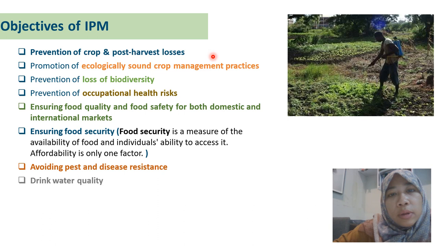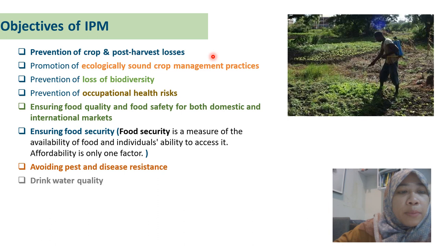And then we promote ecologically sound crop management practice. We not only care about the pest itself, but also the soil, the water, the natural enemies in the field, and other components in the environment. We prevent the loss of biodiversity. If we use excessive pesticide, not only will the pest die, but the natural enemies will die too. So we have to be concerned about that.